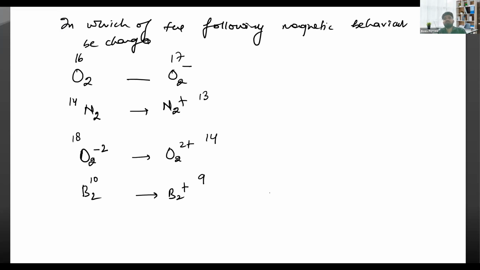So if the electrons are being changed, N2, 13, N2 positive, which one are you going to see? Tell me.